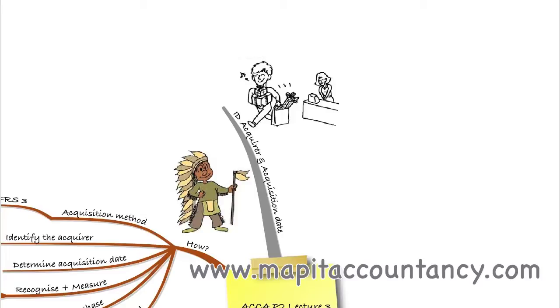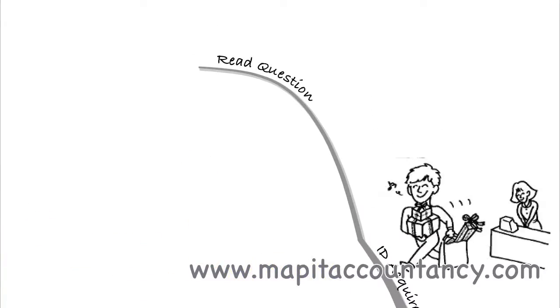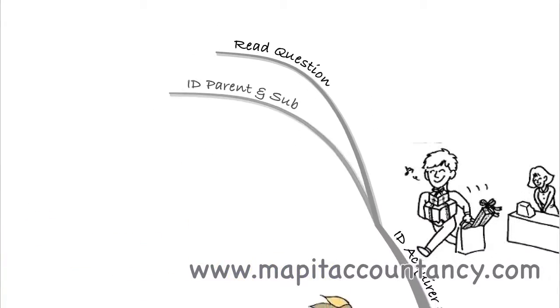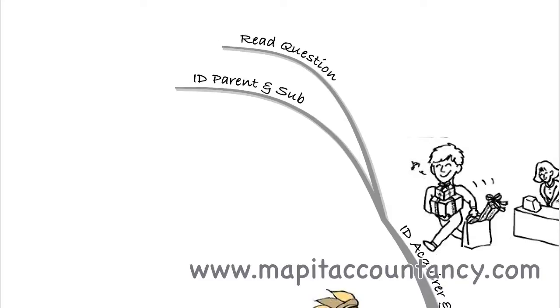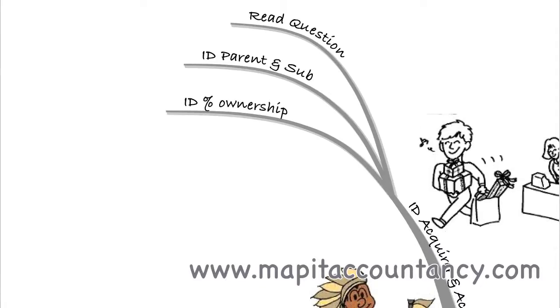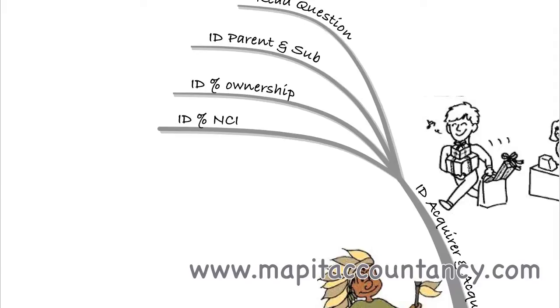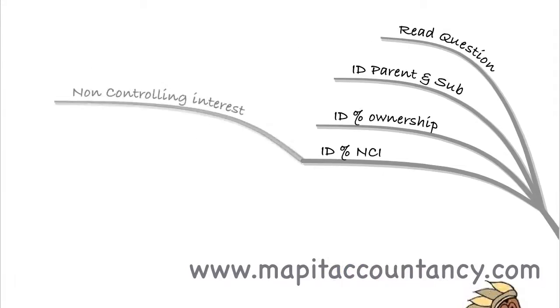So the first working we looked at was to identify the acquirer and the acquisition date. That's the first step in the acquisition method under IFRS 3. So how do we do that? First thing we said, read the question. Read it really carefully, identify who the parent is, and identify who the subsidiary is. You then want to identify the percentage ownership. They may not just say that the parent has acquired 80%, say. They may say that they've acquired 80,000 out of 100,000 shares, and you'll have to work out the percentage from that. So identify the percentage ownership, and that will allow you to identify the percentage of the non-controlling interest, the NCI.